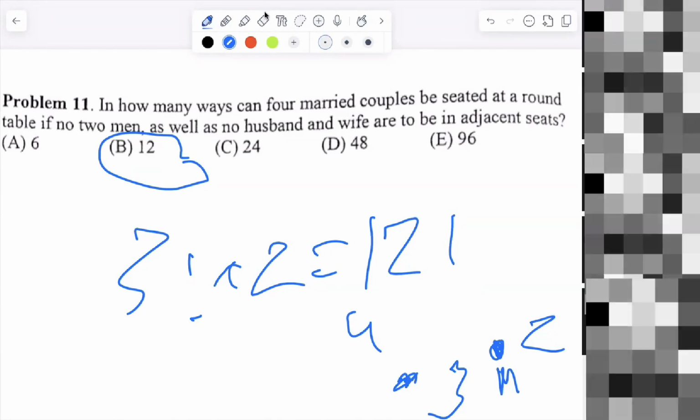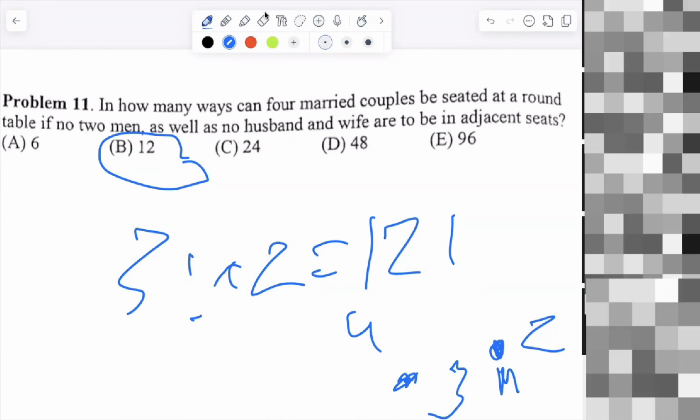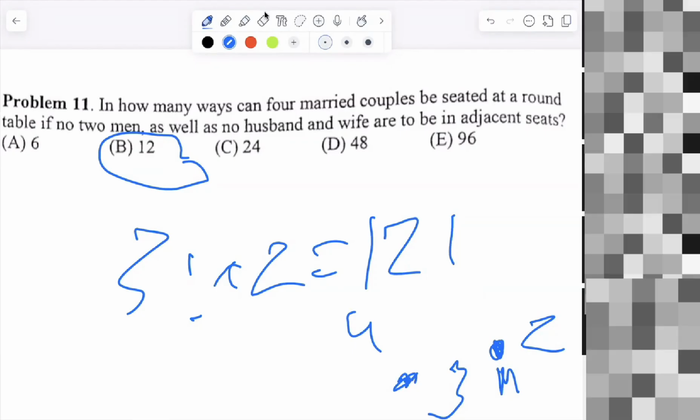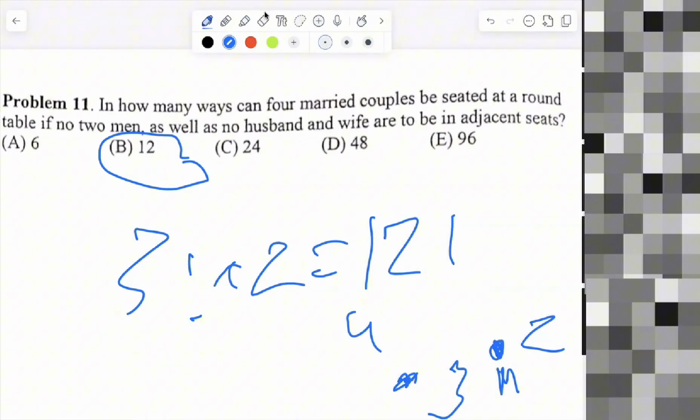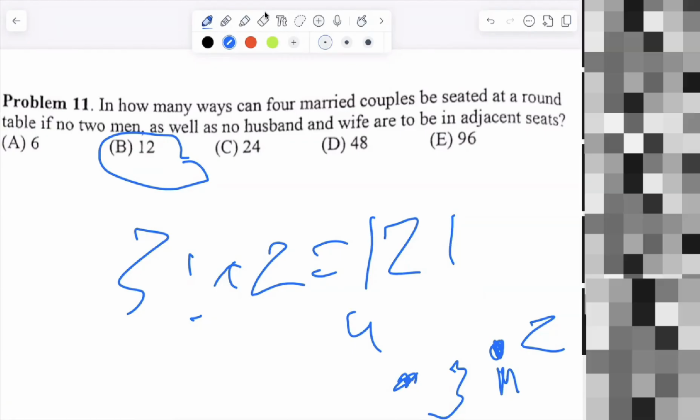So we start with 3 factorial. Let's first order the ladies. Or we can order the males, but it doesn't really matter. So, after this, let's say we order the ladies first. We only have the men left.